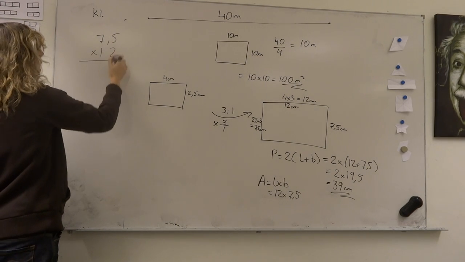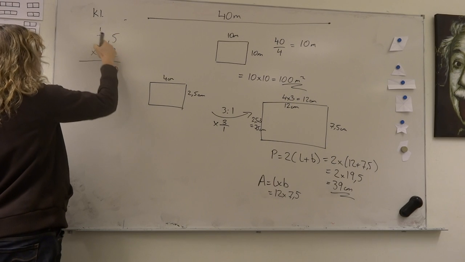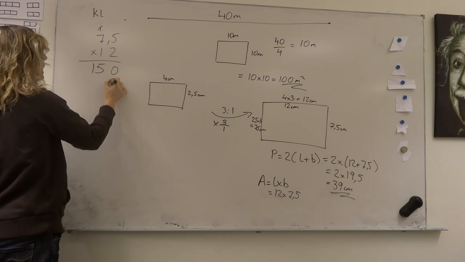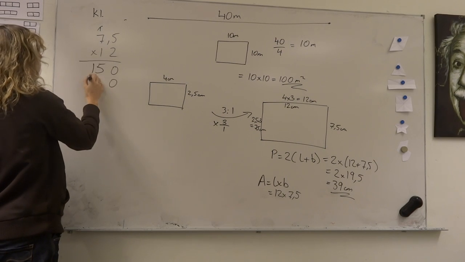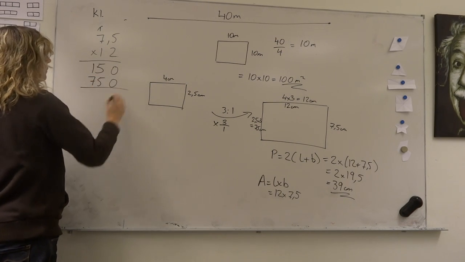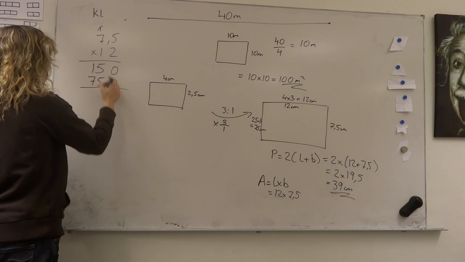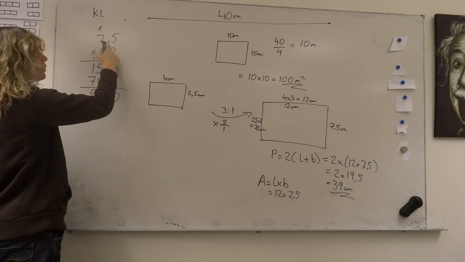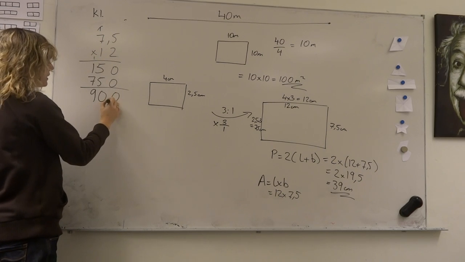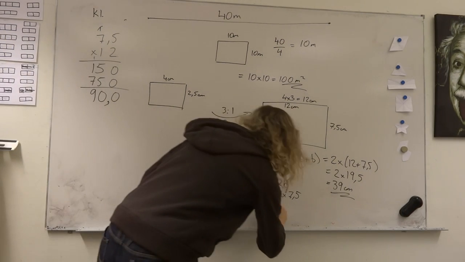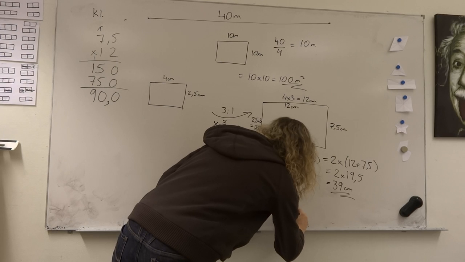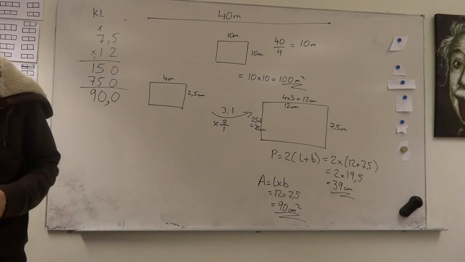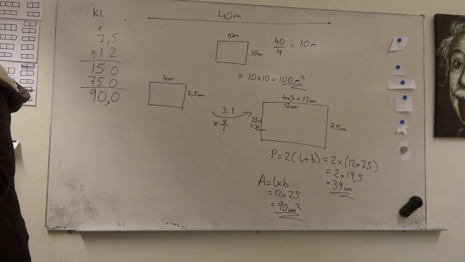So we get 2 5s, 10, 2 7s, 14 plus 1, 15. Move one step to the left, magic 0, and then we get 1 times 7.5, so 7. So 0, 5, 10, 7, 8, 9. 1 decimal place in the question, 1 decimal place in the answer. So it equals 90 centimeters squared. So we get an area of that one of 90 centimeters squared.